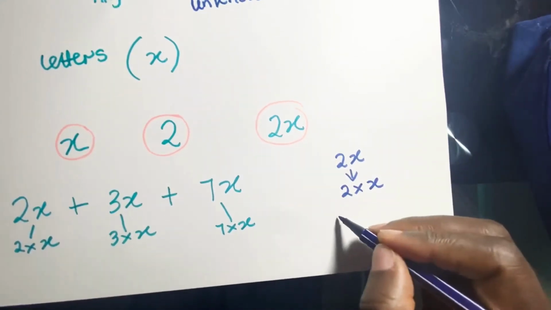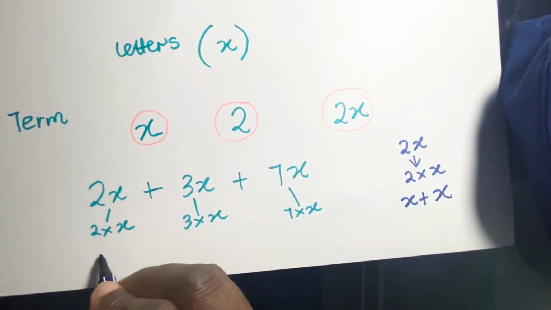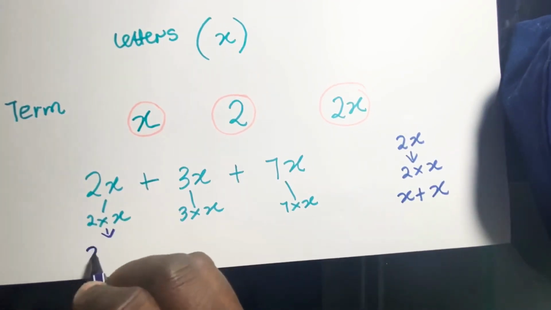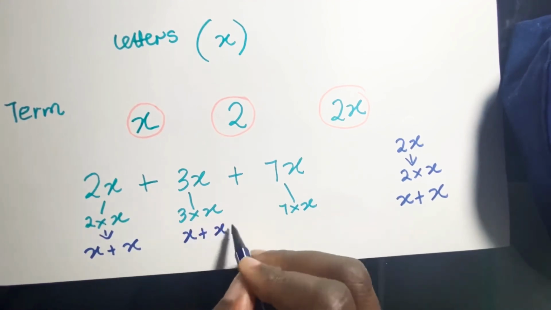The way that we do this in algebra is we just add all of the numbers to make the new value of x. So that will be 2 plus 3 plus 7, which is equal to 12x.